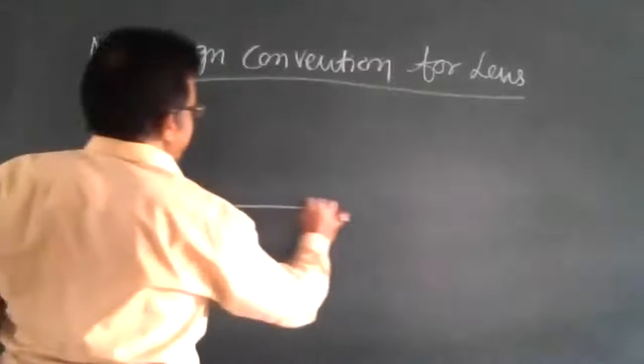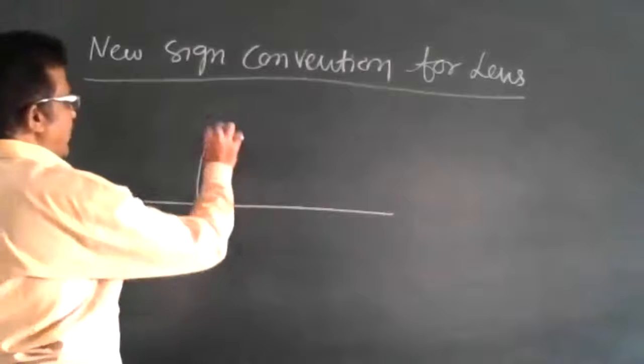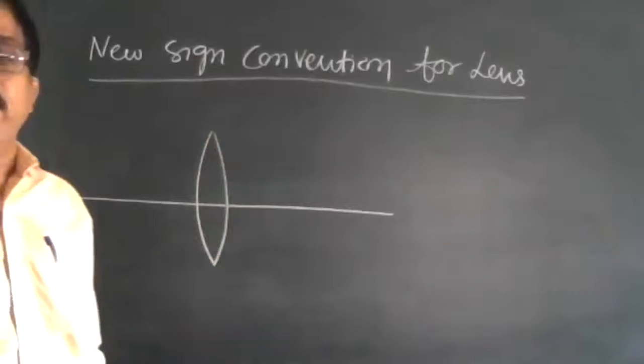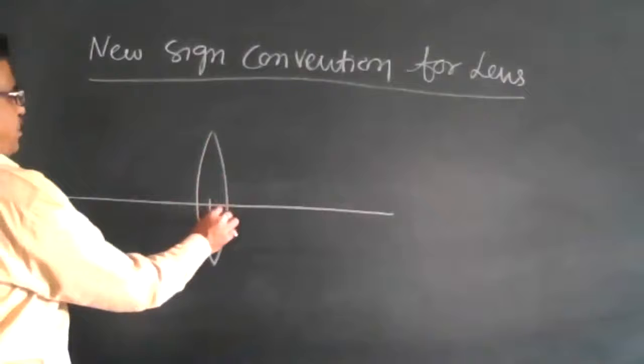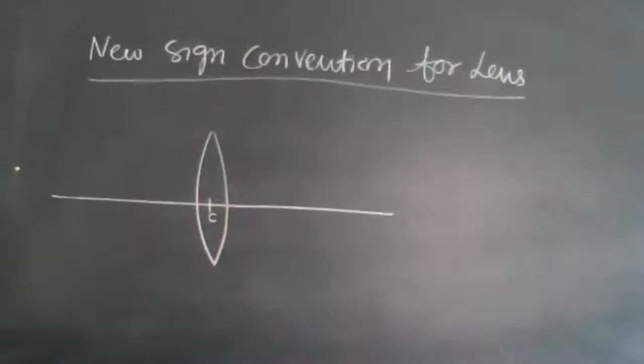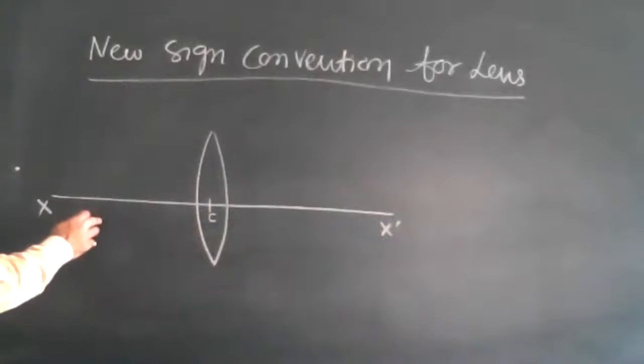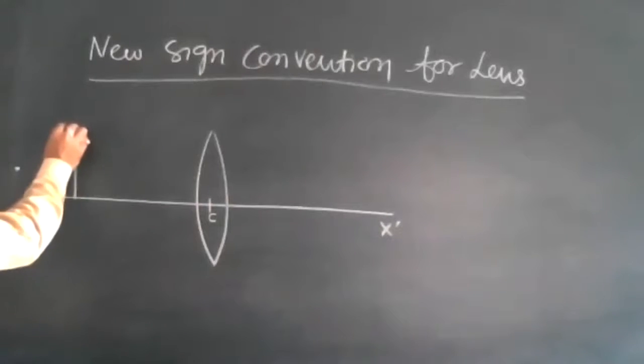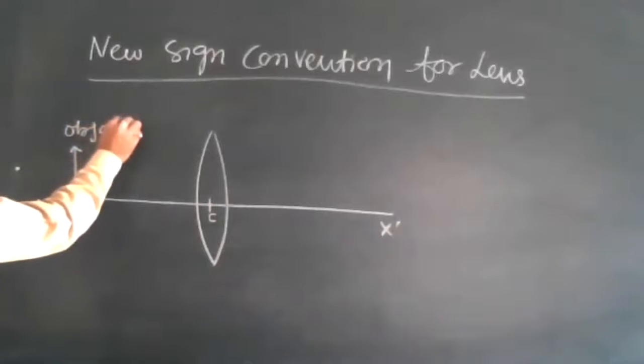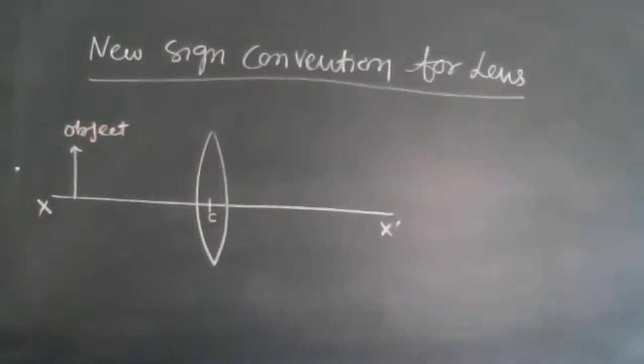Here is our principal axis. This is our convex lens. Here is our principal axis passing through the optical center. X dash is the principal axis. Suppose the object is kept on left. Here is our object. Object is kept on left. Here is the upward height. Upward height is taken as positive.